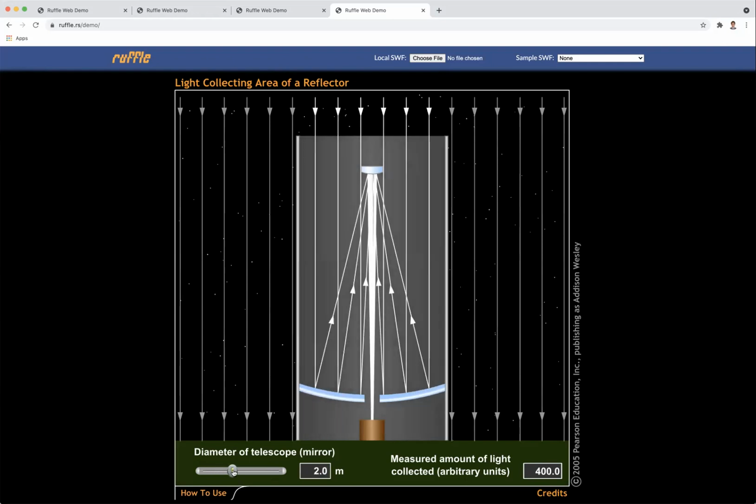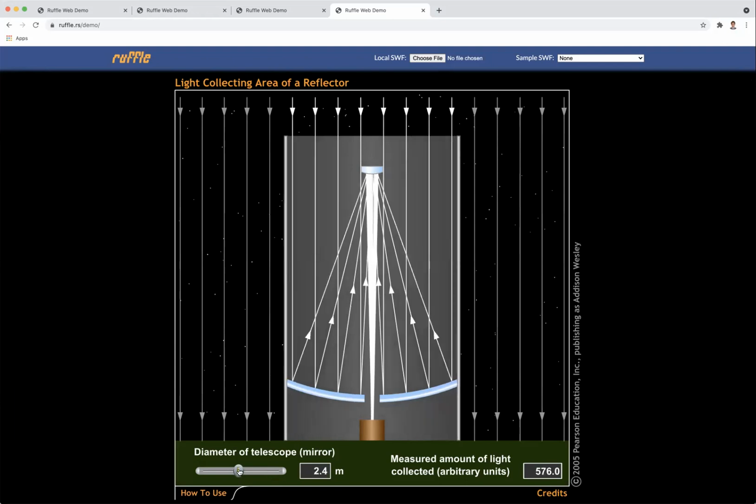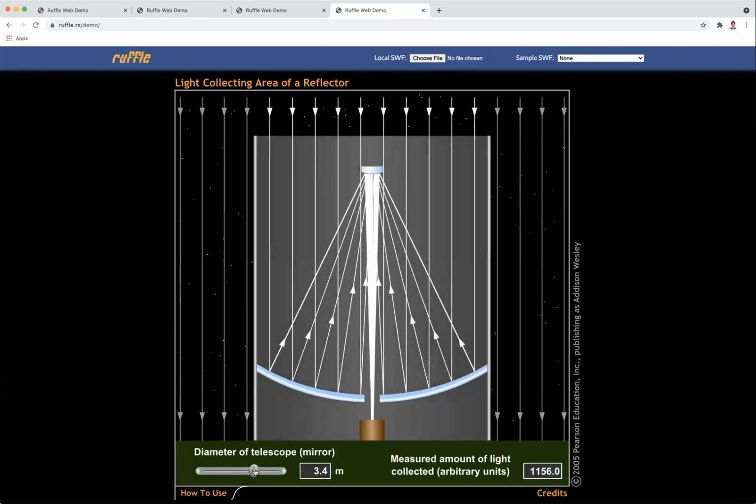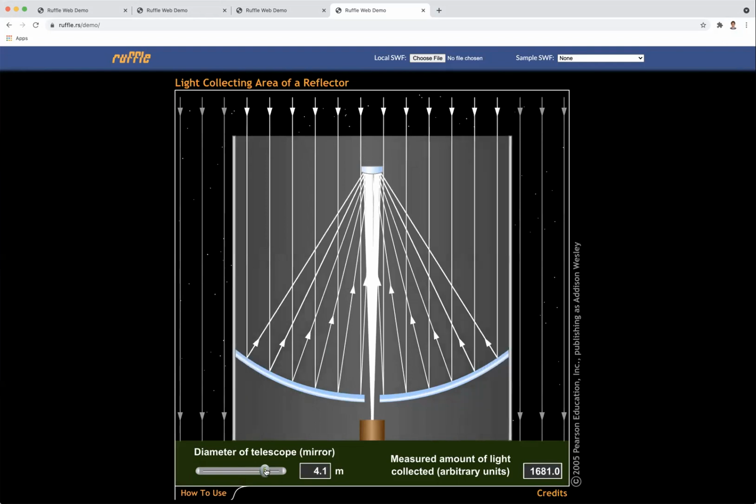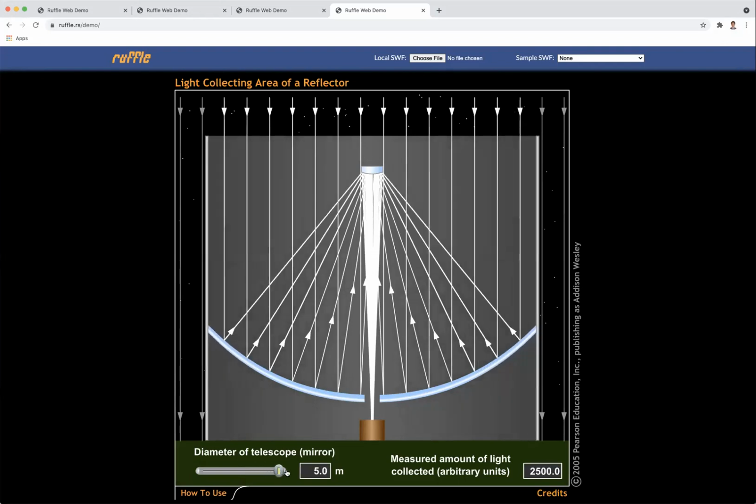What effect does it have? If you're doing that, not only are you getting more light and information about whatever object you're looking at, but you're getting more and more resolution because you're collecting more light of a specific sample. Okay, so that's one of them. The other one is the angular resolution.